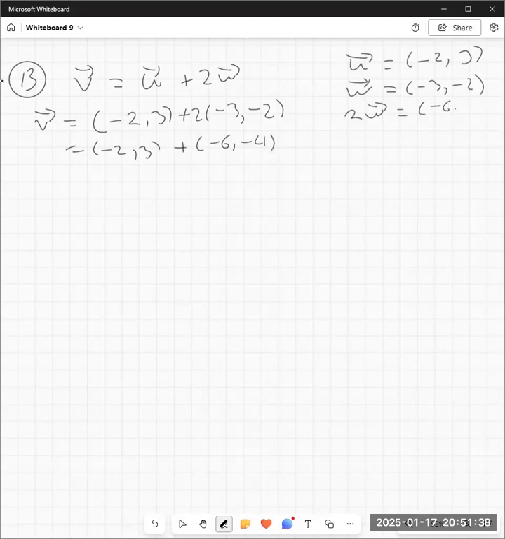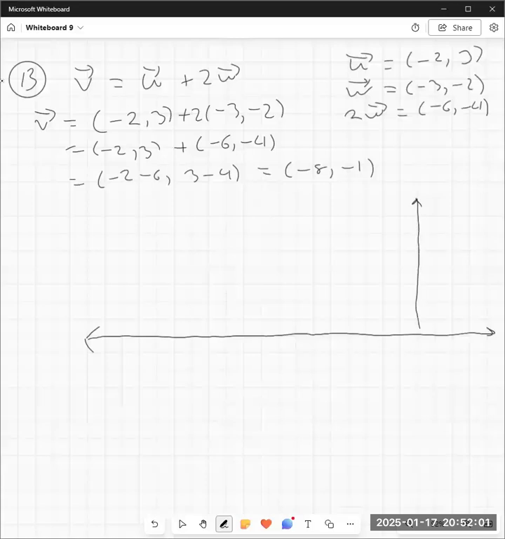So that's negative 6, negative 4. And then this is negative 2 minus 6, and 3 minus 4 gives me negative 8, negative 1. So let's do my best here to give myself enough x-axis to the left. I'm going to move my y-axis over here to give myself enough room over there. And I want u, which is negative 2, 3.